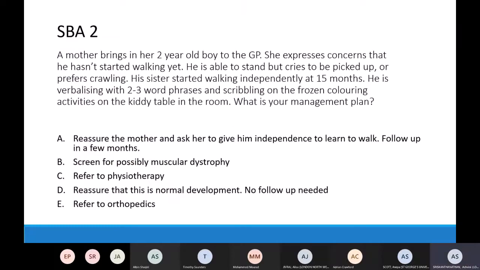Okay, next SBA. So you've got a mother who brings in her 2-year-old boy to the GP. She expresses concerns that he hasn't started walking yet. He's able to stand but cries to be picked up or prefers crawling. His sister started walking independently at 15 months. He is verbalizing with 2-word phrases and scribbling on the colouring activities on the kiddie table in the room. What is your management plan?